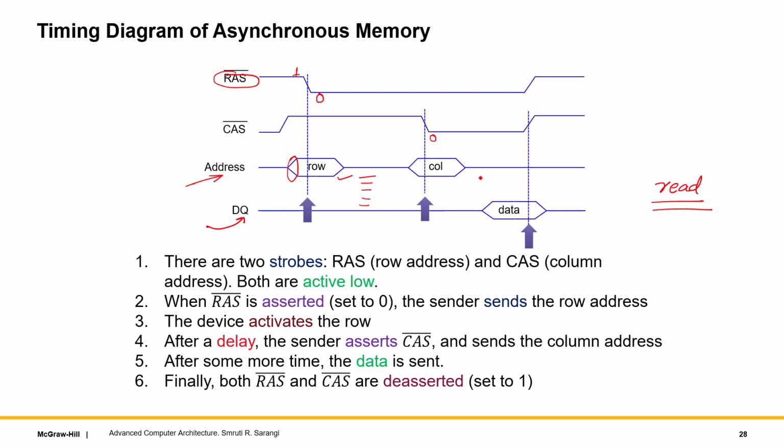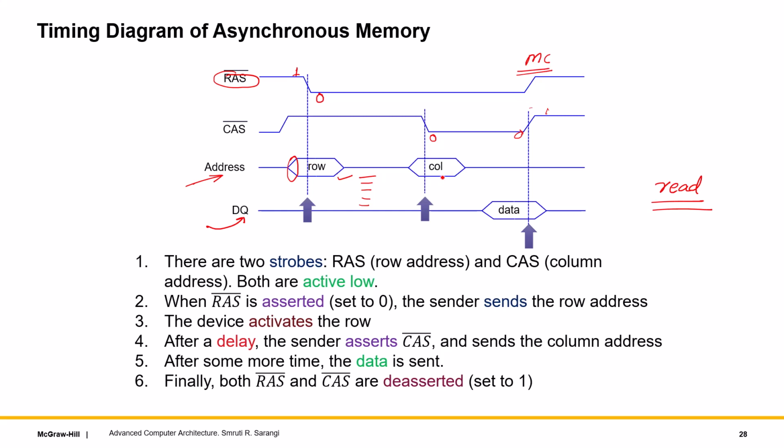And then you read the data, you send the data, and then what you do is you deassert the signals RAS and CAS, which means they move back from 0 to 1. So in this case, of course, you know that the moment it is deasserted, the data should be there. So in this case, these become kind of active high signals, and then the data can be read by the memory controller and the transfer is over.